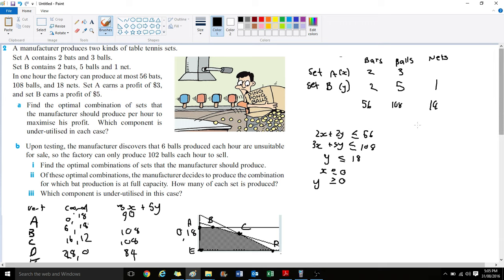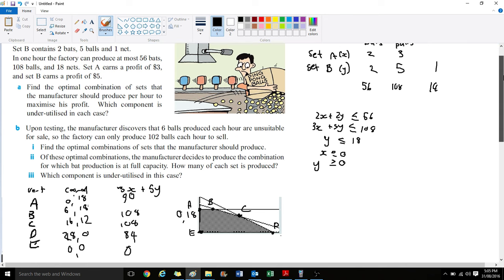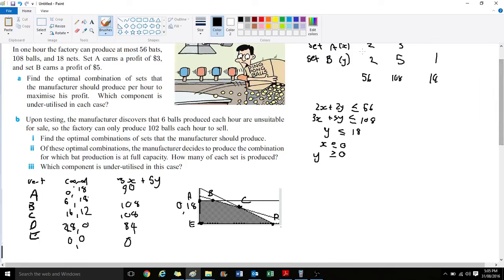So we graph our feasible region. It should look like what I've got here. Okay, we have points A, B, C, D and E. We find the coordinates of the vertices. Point A has coordinates 0, 18. Point B has coordinates 6, 18. Point C has coordinates 16 and 12. Point D has coordinates 28 and 0, and of course point E is 0, 0. And then we investigate using the objective function what's going to give us our optimal solution.